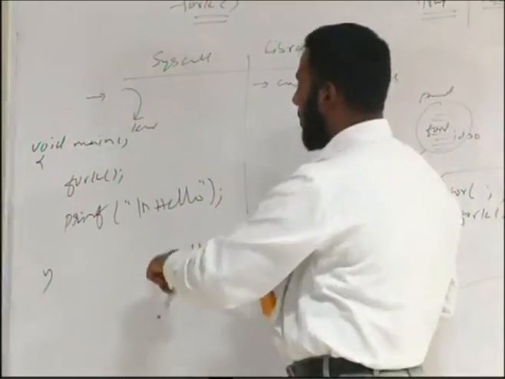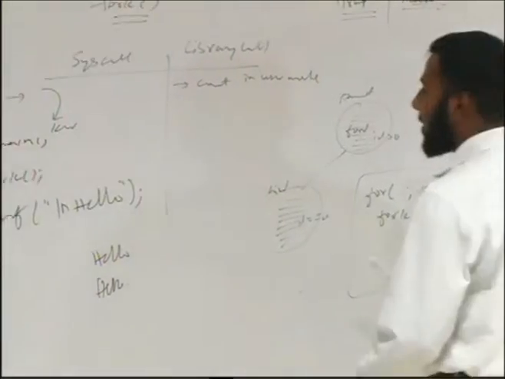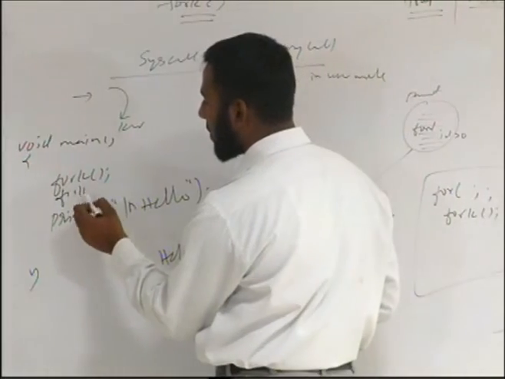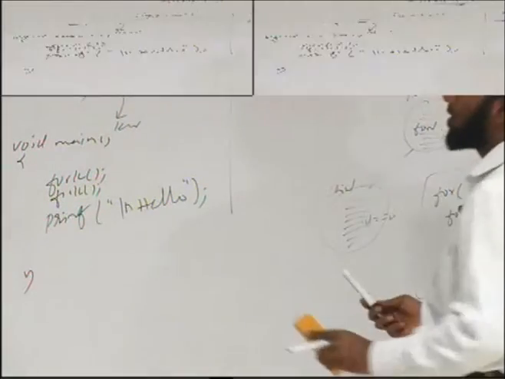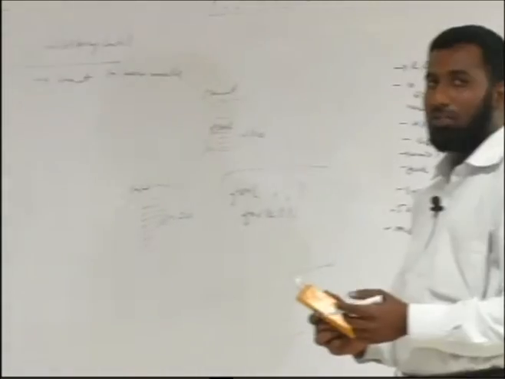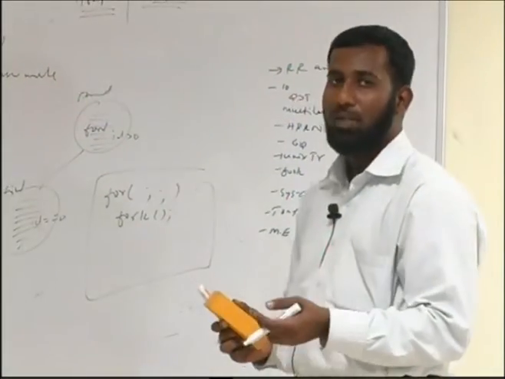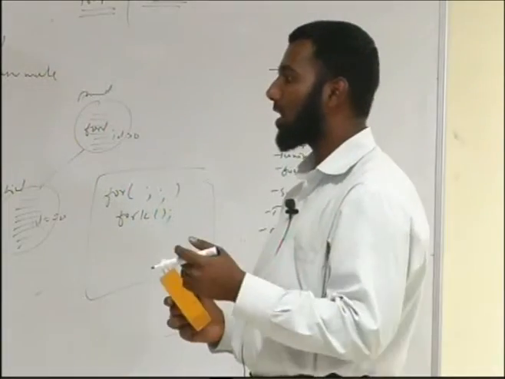Okay. So if I have written fork 2 times, then what happens? Then the printf will be executed 4 times. 3 times it will be printed by the children, and 1 time by the parent.